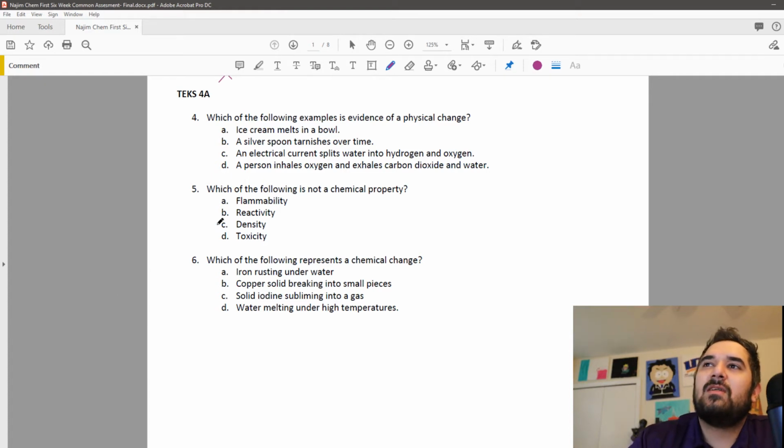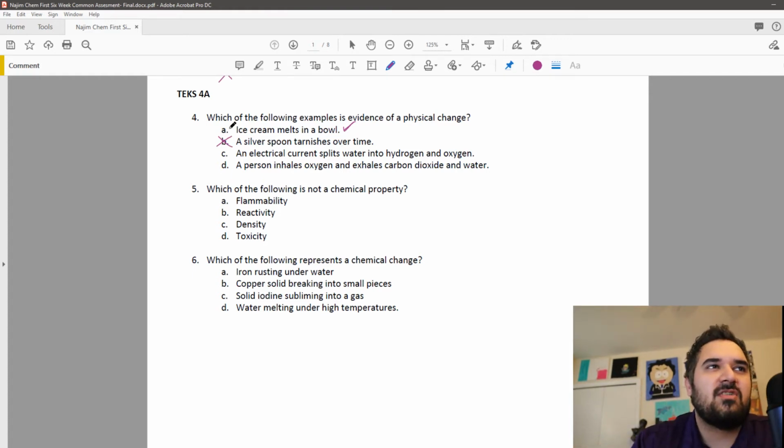All right, so first one is going to be a bowl of ice cream melts, ice cream melts in a bowl. So this one actually might be a physical change. Because if you take that ice cream, put it back in the freezer, it's just going to freeze again. So that is a physical change. Let's take a look at the next one. A silver spoon tarnishes over time. So that is not a physical change. That one is a chemical change.